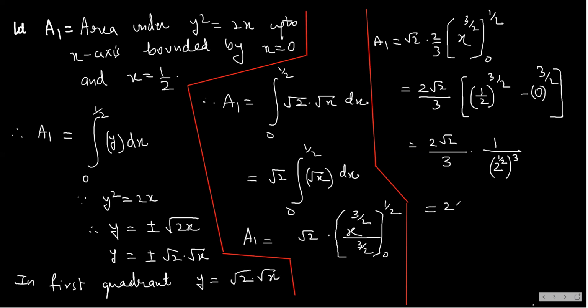So you get 2 root 2 upon 3 into, look, this is the cube of root 2. The cube of root 2 is again 2 root 2: root 2 into root 2 into root 2. This is 2 raised to half, so this is root 2. And what is the cube of root 2? Root 2 multiplied by root 2 multiplied by root 2, which is 2 root 2. So this cancels. The final answer is A1 equals 1 by 3. You got A1. A1 is 1 by 3 square units. Okay? Next.